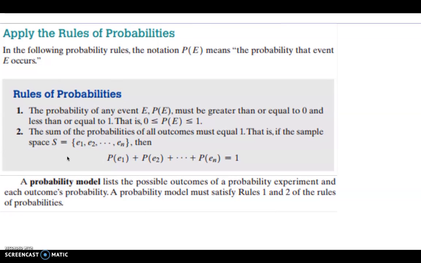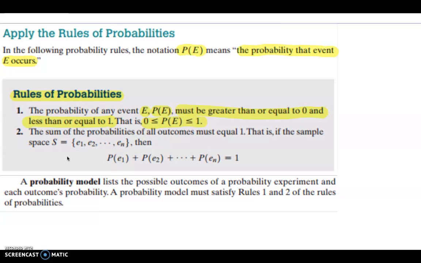Okay, so now let's look at applying the rules of probability. What's some of the notation we're going to use? So here are the following rules. The notation P of E means the probability that event E occurs. So whenever you see P and then a parenthesis E, that's looking at the probability of that event E occurring. So some of the rules of probability. The probability of an event E, which is P of E, must be greater than or equal to 0 and less than or equal to 1.